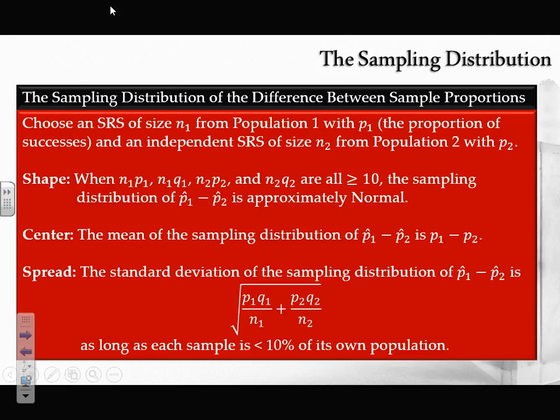So when you go for shape, check your large counts condition. If it works, your distribution will be approximately normal. For the center, just take the two known proportions and subtract them. And for standard deviation, check your 10% condition, and then PQ over N plus PQ over N, take the square root. Okay?